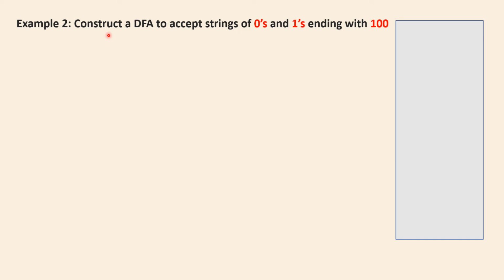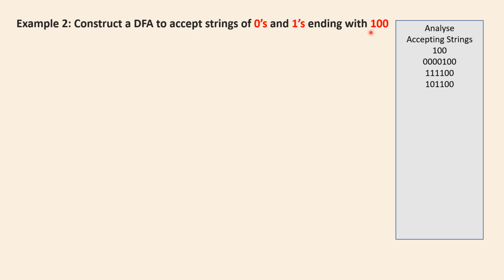Let us look at this example. Construct a DFA to accept strings of zeros and ones ending with 1, 0, 0. This example can also be used as a reference for strings of A's and B's ending with ABB, or strings of A's and B's ending with BAA. This example is a reference for all those kinds of problems.